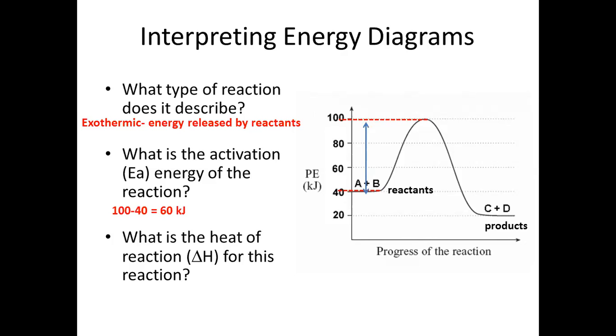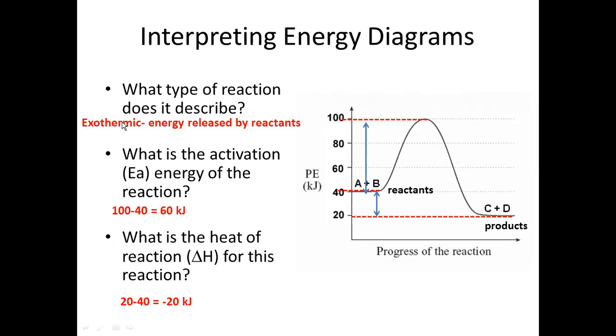Final question, what would be our heat of reaction? We compare our plateaus, reactant plateau to product plateau. Be careful here now. Product minus reactant amount. Look what's going to happen. 20 minus 40, we get a negative amount. So that doesn't mean there's any such thing as negative energy. That just means energy was released. That's why we're calling it an exothermic reaction.